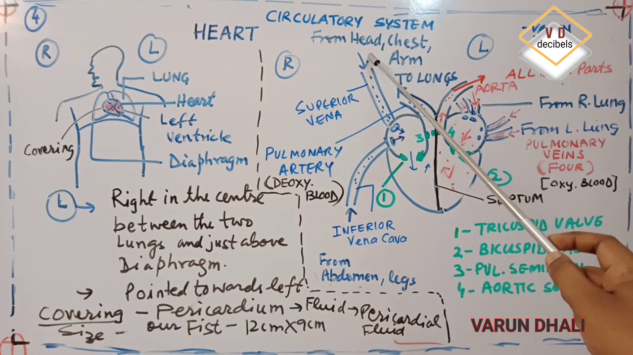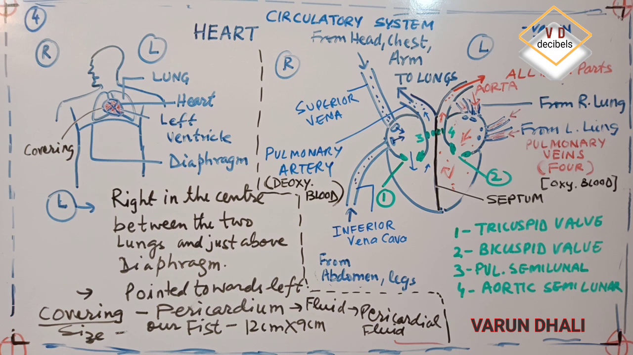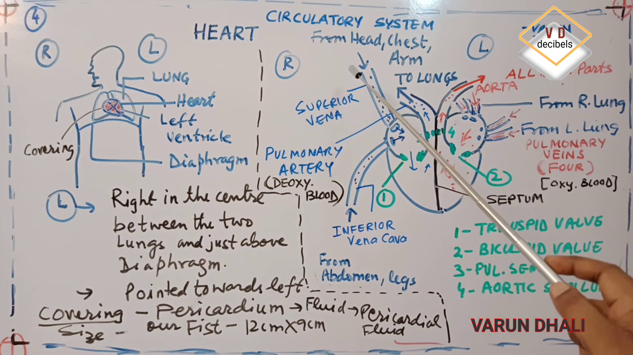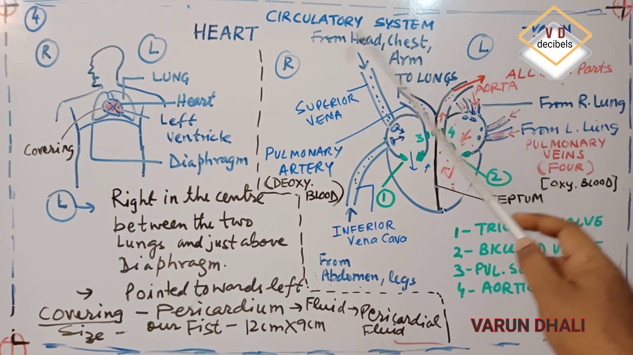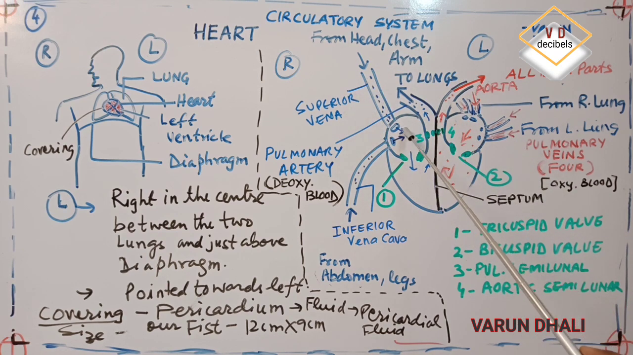The upper part of the deoxygenated blood is received from the superior vena cava, and this blood comes from the head, chest and arm, and this blood is deoxygenated, you can see here. And from the abdominal region of the body and the legs, the inferior vena cava carries blood to the same chamber, that is the right auricle. And the blood received from the superior vena cava and inferior vena cava is actually deoxygenated blood.